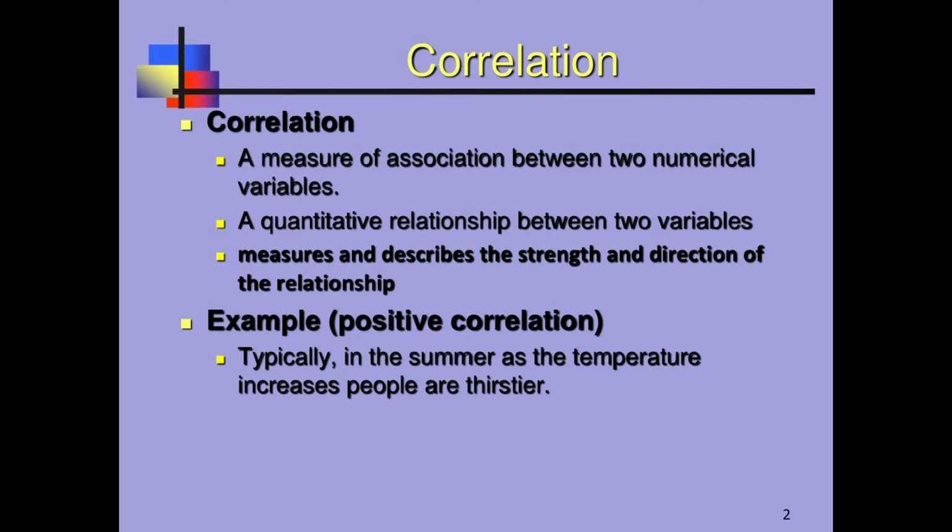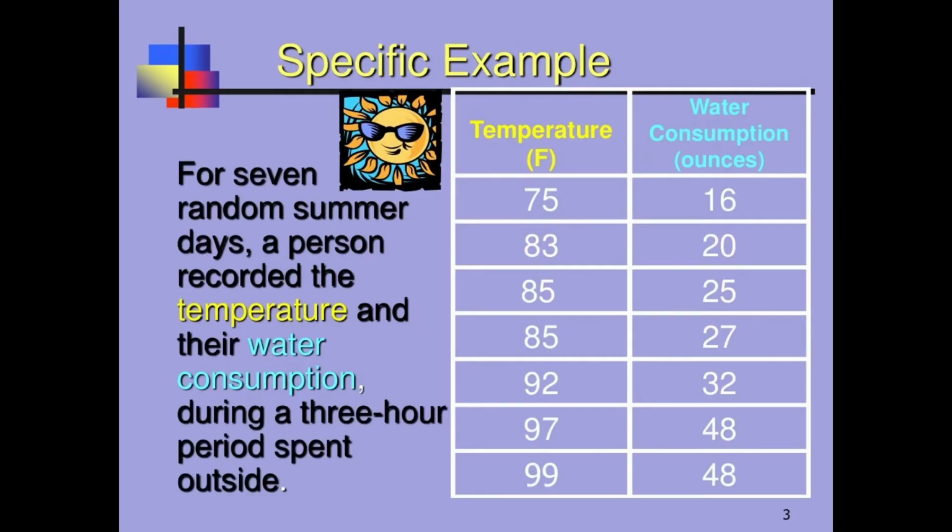The examples: positive correlation. Typically in the summer, as the temperature increases, people are thirstier. Specific example: for 7 random summer days, a person recorded the temperature and their water consumption during a 3-hour period spent outside. This is the table for temperature and water consumption.